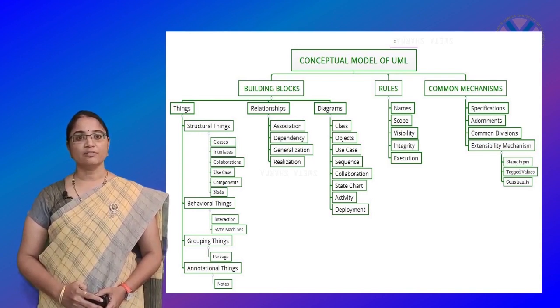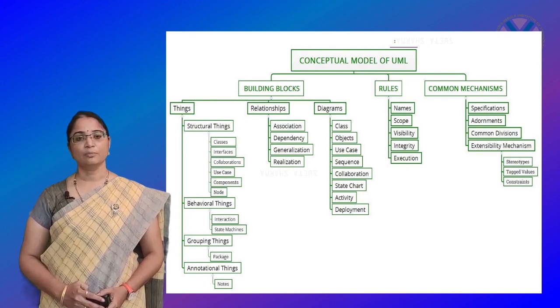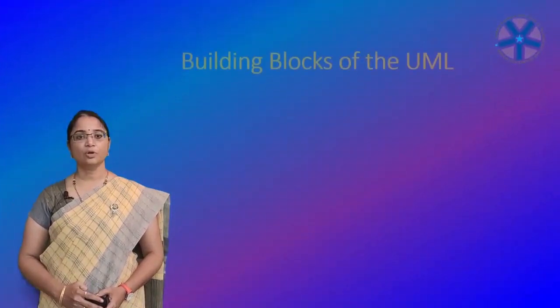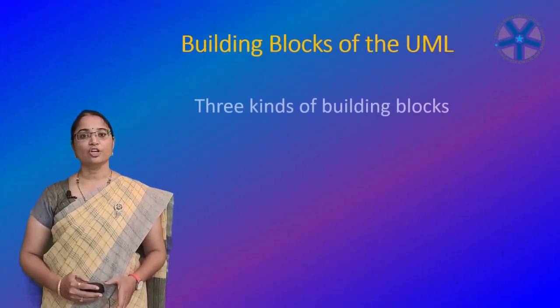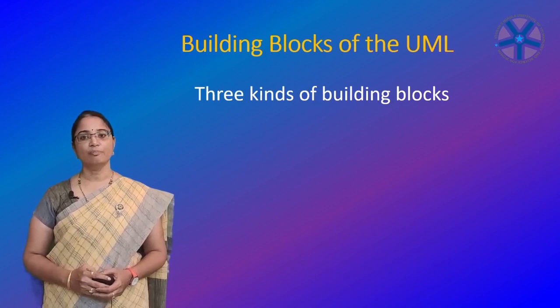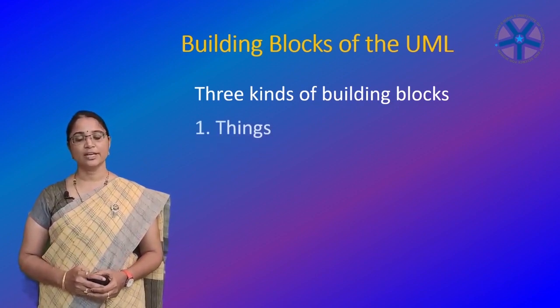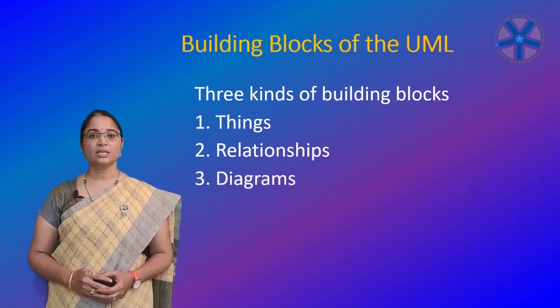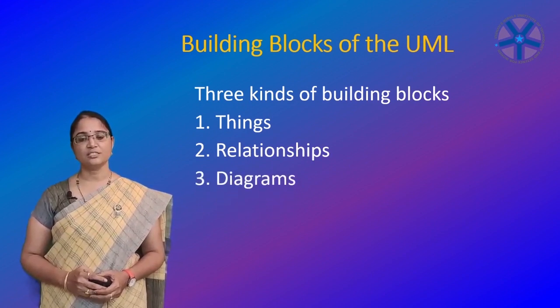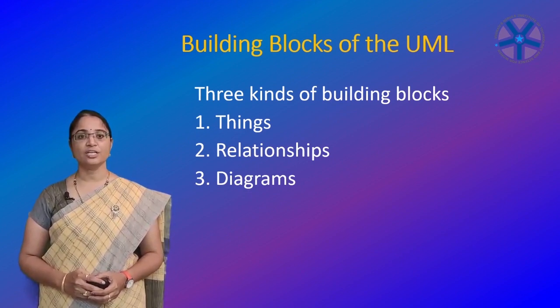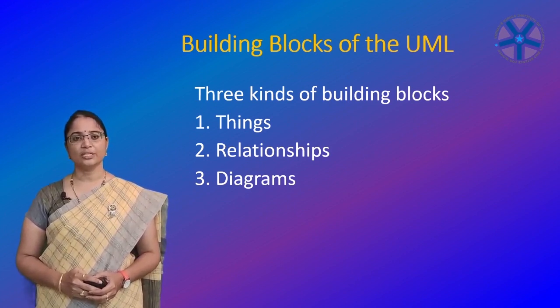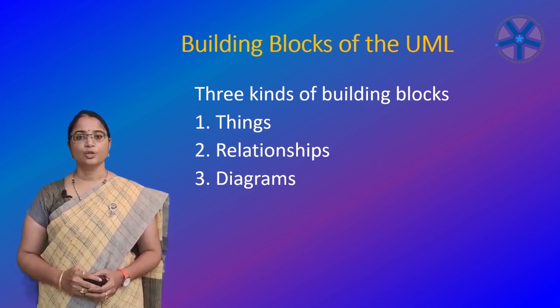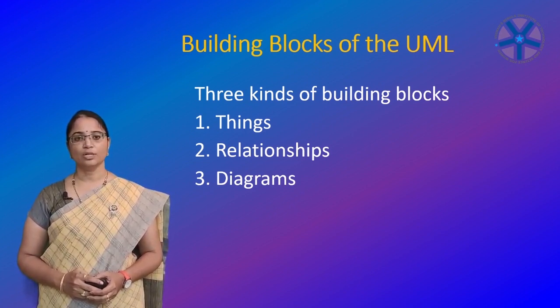Here, the conceptual model is divided into three parts. These are building blocks of the UML, rules, and common mechanisms. Coming to the building blocks of the UML, the vocabulary of the UML encompasses three kinds of building blocks. They are things, relationships, and diagrams. The things are the abstractions that are first-class citizens in the model. Relationships tie these things together. Diagrams group interesting collections of these things. These are the basic object-oriented building blocks of the UML. You use them to write well-formed models.